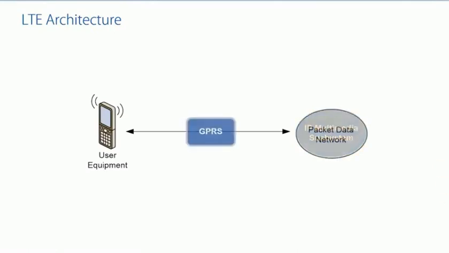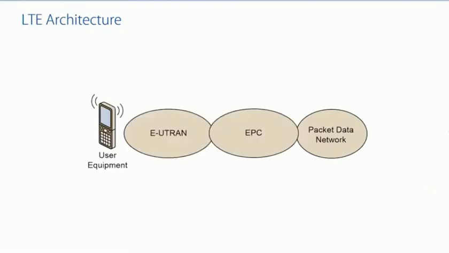So where traditionally GPRS would provide that connectivity, LTE steps in. And there are two areas of the network at the highest level that we can consider for LTE. Those would be the RAN, which is called the Evolved Universal Terrestrial Radio Access Network, or EUTRAN, and the core, the EPC, or Evolved Packet Core.